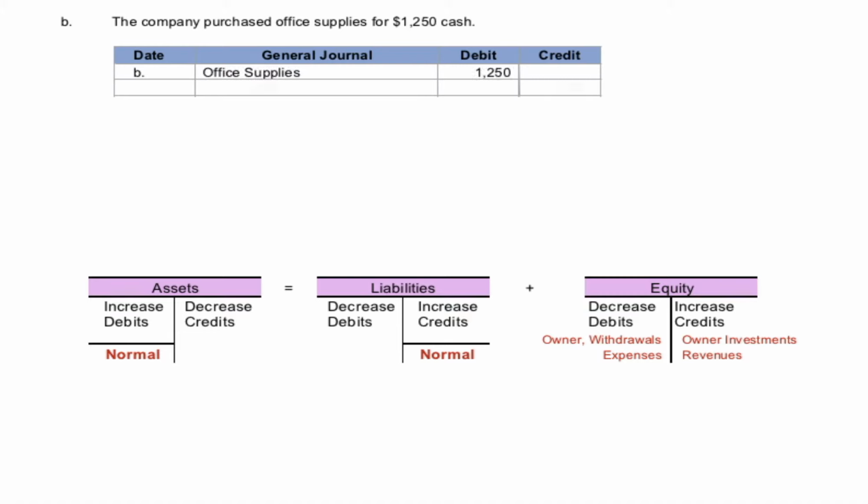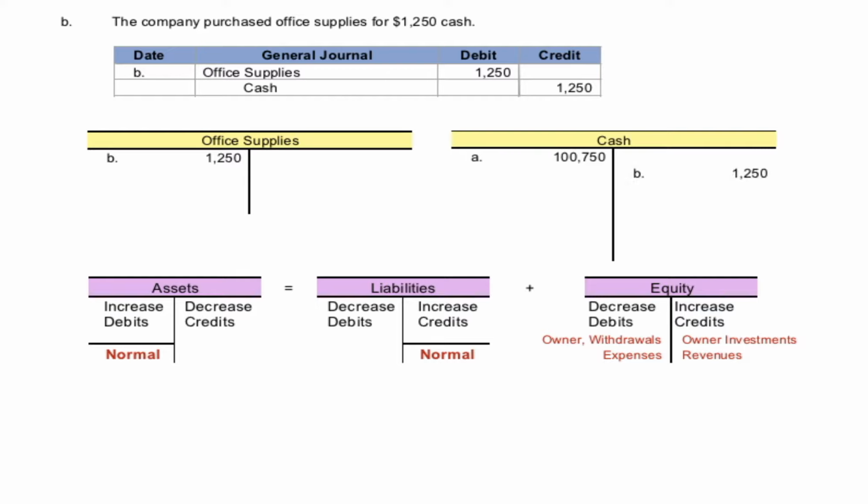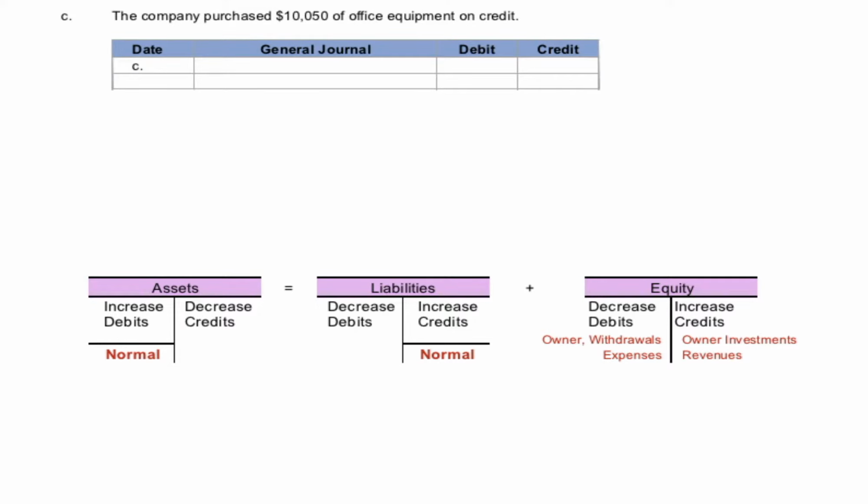Okay, we did office supplies already. All right, next one. Company purchases $10,050 of office equipment on credit. So again, first step, try to figure out the accounts that we might be dealing with here. Well, if we're buying office equipment, that sounds a lot like a type of asset to me, right? Because it's something of value. If I had to liquidate it, turn it into cash in the future, that is something that I could do. So I've got an asset account that I'm increasing, right?